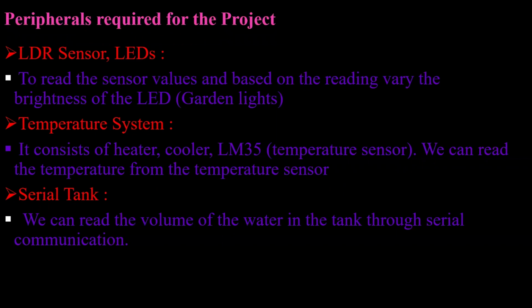Peripherals required for this project. LDR sensor. We are using LDR sensors for garden lights, to read the sensor values and, based on the reading, vary the brightness of the LED. Temperature system. It consists of heater, cooler, and LM35 temperature sensor. We can read the temperature from the temperature sensor. And another one is Serial Tank. We can read the volume of the water in the tank through serial communications. And these are the peripherals required for this project. Next slide.